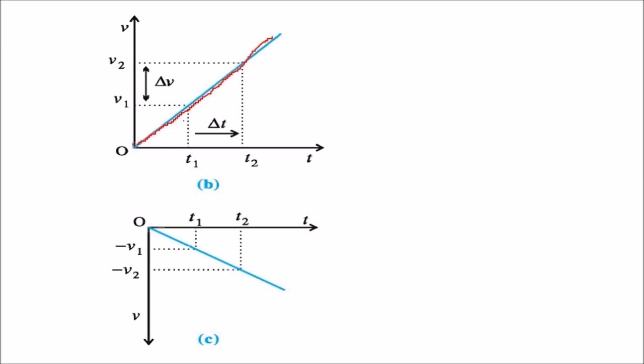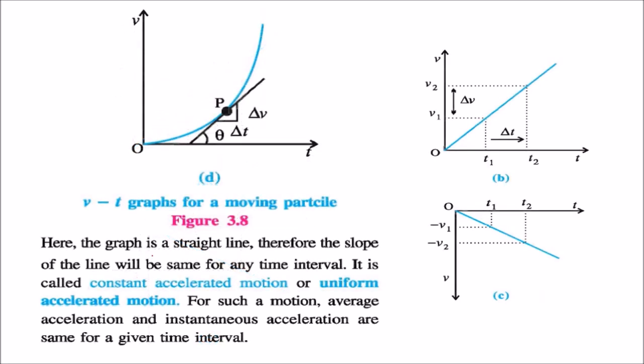So the graph can be a straight line like this. The slope of this line will be the same for any time interval. In this we say the object is having a uniform accelerated motion, that is, a constant accelerated motion. For this motion, the average acceleration and the instantaneous acceleration, at any single point, will be the same. I'll come to this in a short while.